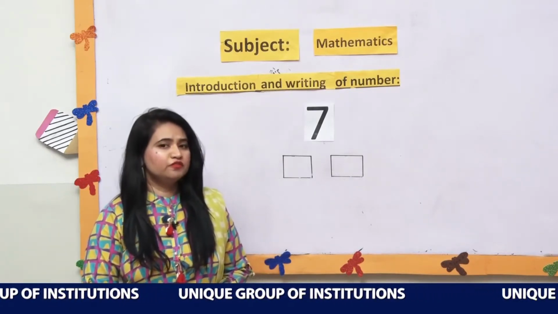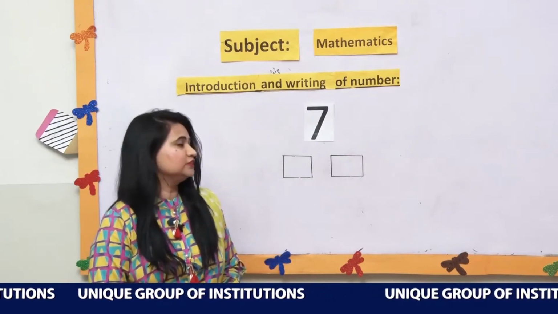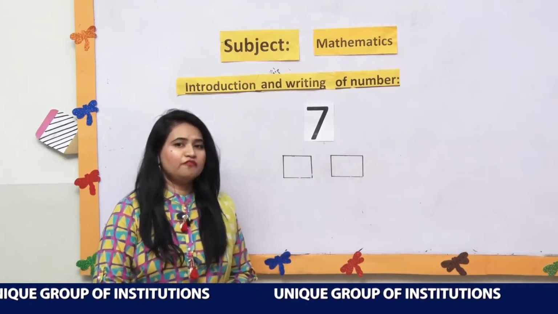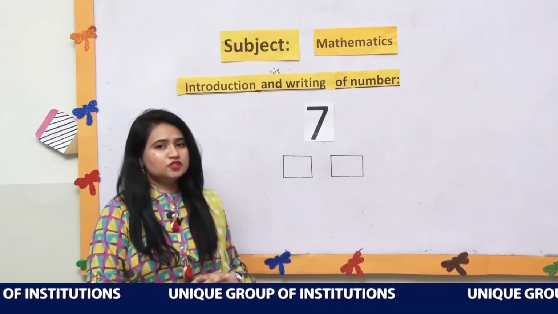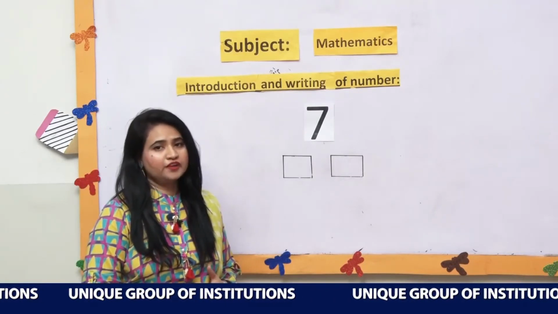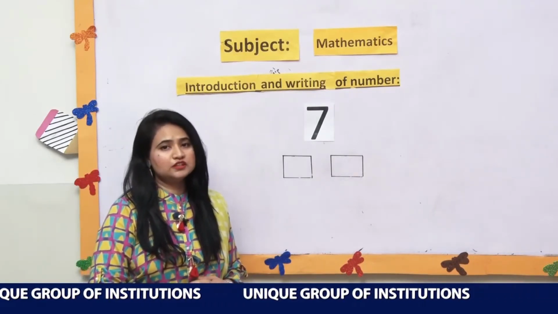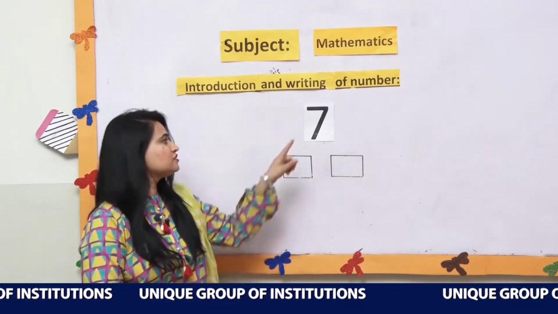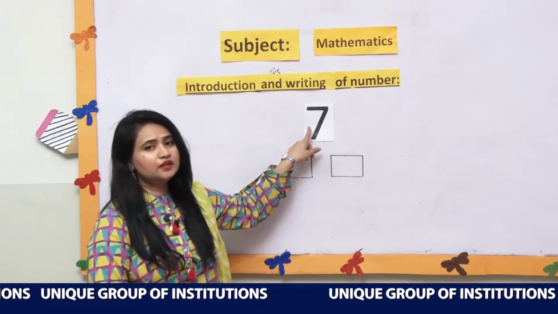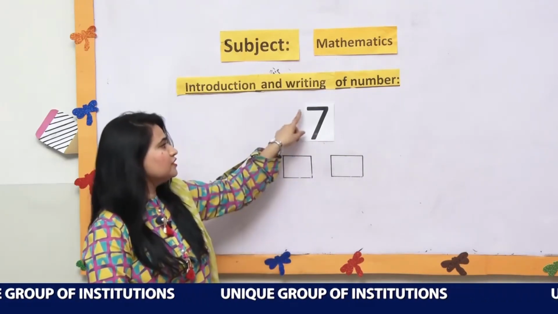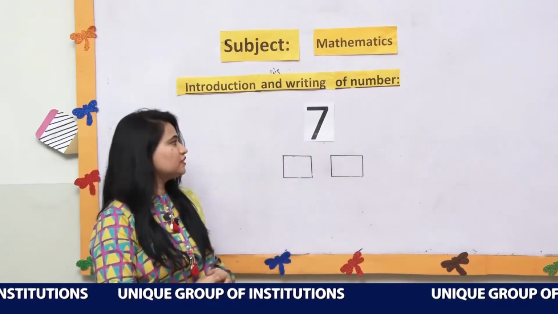So what will we learn? We will learn numbers. We have already learned numbers 0, 1, 2, 3, 4, 5, and 6. Today we will learn a new number, that is number 7. This is number 7.